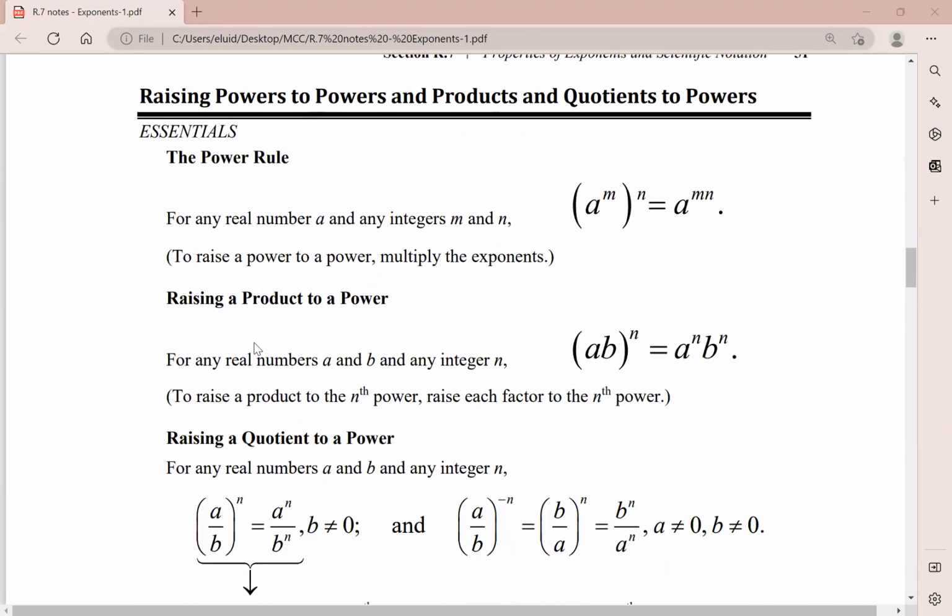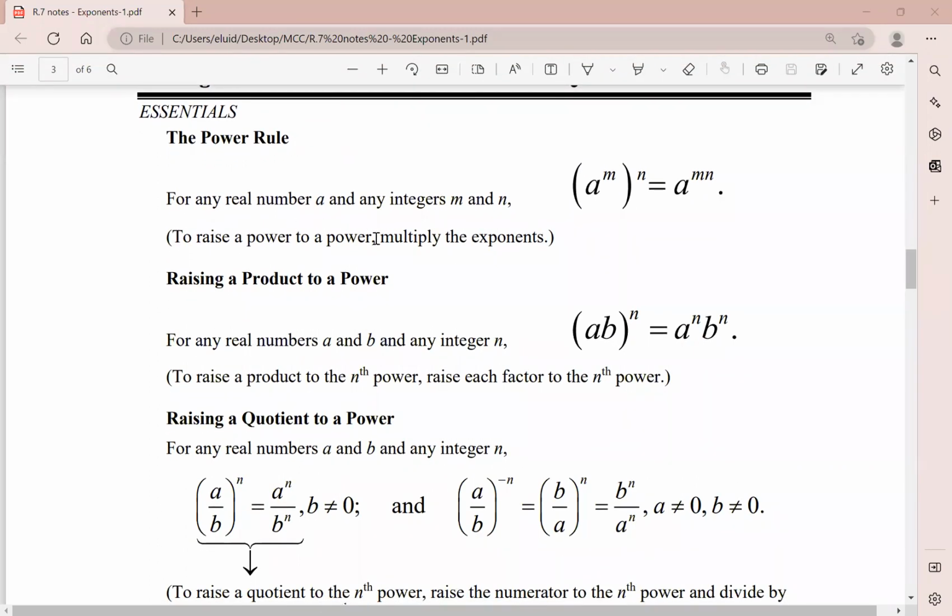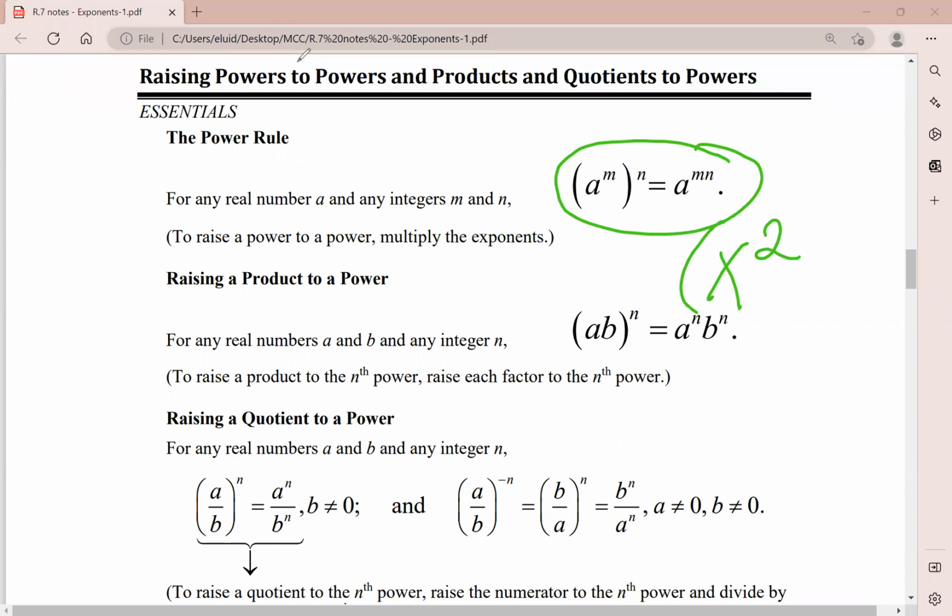Next, we're going to see an additional exponent rule called the power rule. So if you're taking the power of a power, so to raise a power to a power, what we do is multiply the exponents. So a quick example of this would be if you have x squared to the 3rd, instead of adding the 2 and the 3, like we've seen previously, we would multiply the 2 times 3 and get x to the 6th. Okay, so that's an example of the power rule.